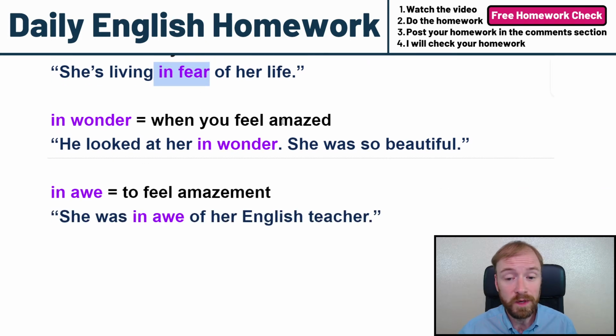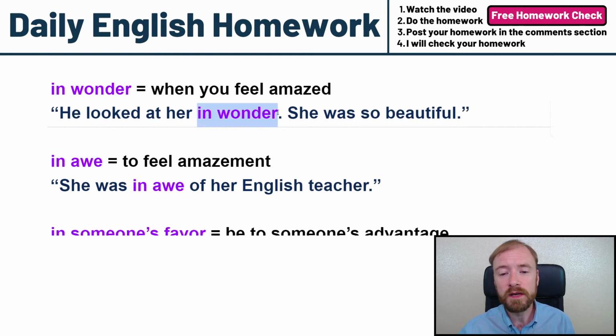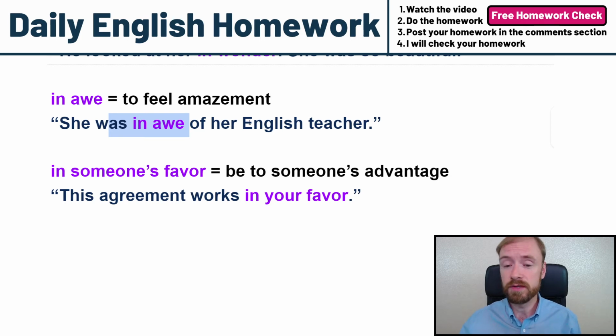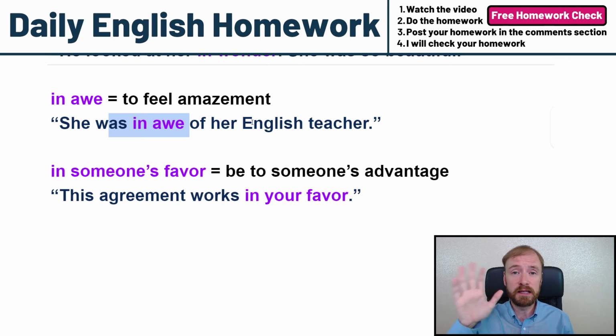In wonder, when you feel amazed. Wow. He looked at her in wonder. So he looked at her. Wow. She was so beautiful. So in wonder, wow. In awe, to feel amazement. So similar to in wonder, in awe is more power. She was in awe of her English teacher. So she looked at the English teacher in awe.